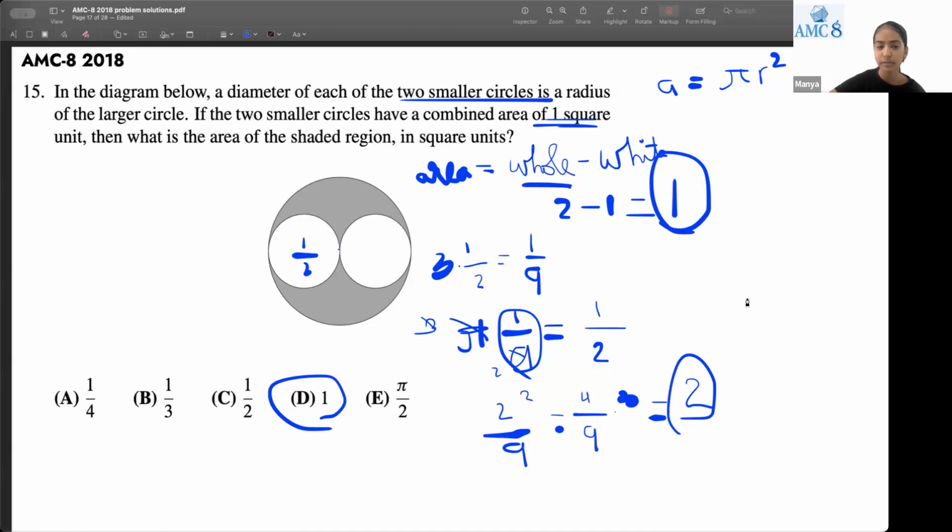Does anyone have any questions on this problem? Okay, if no one has any questions, then we can have a 2-minute break since we finished problem number 15, and we'll be continuing in 2 minutes. So we'll be continuing at 10:52 PST.